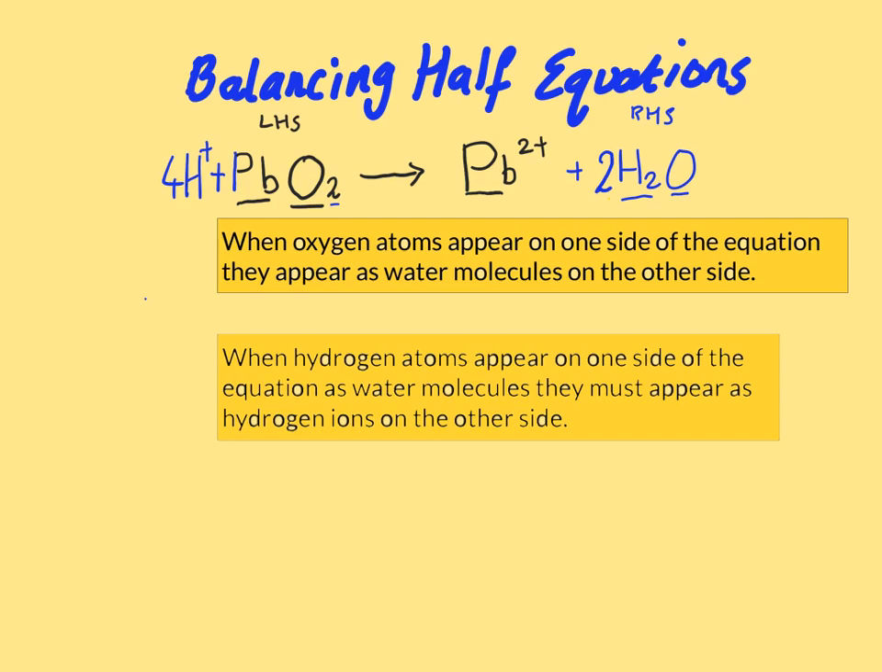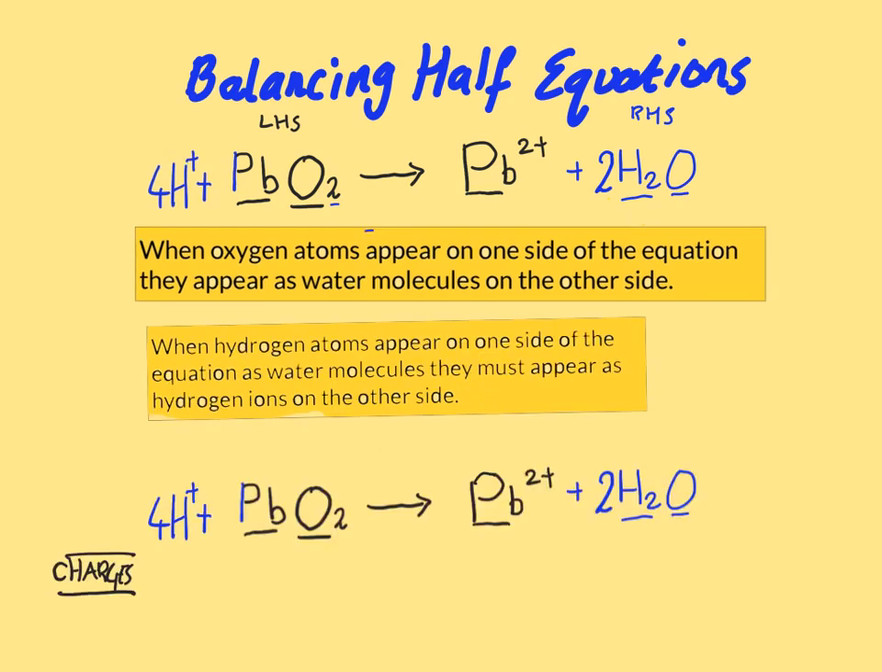Let's see what we do with the charge. So remember, here we are checking charges, not oxidation states. On the left hand side we have a positive charge here. But there are 4 lots of positive charges, so the overall charge on the left-hand side is equal to +4. But on the right-hand side, the overall charge, the only charge here is on the lead ion, which is +2.